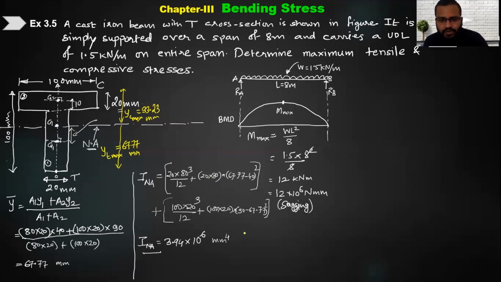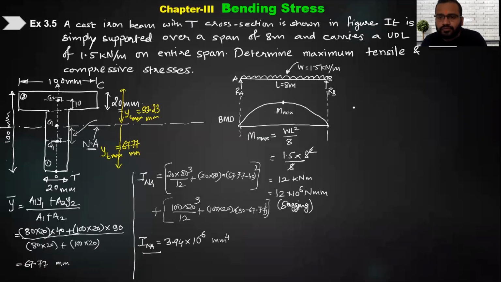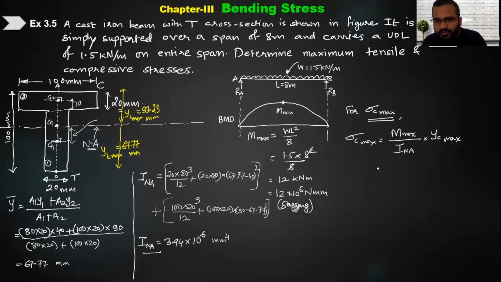Okay, now let's continue. Let us calculate the maximum stresses. I know the inertia, I know everything else. So by using the bending equation which you have derived, what can we write? Sigma by y is equal to M upon I. For sigma c maximum, I'm calling the maximum compressive stress, what will the formula be? It will be M maximum bending moment which I have calculated, upon I about neutral axis, into YC maximum.